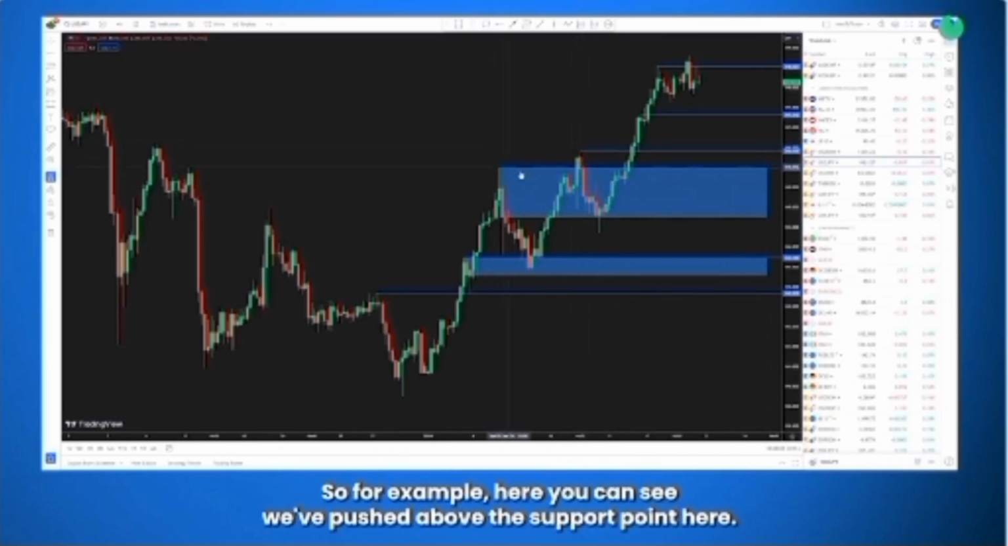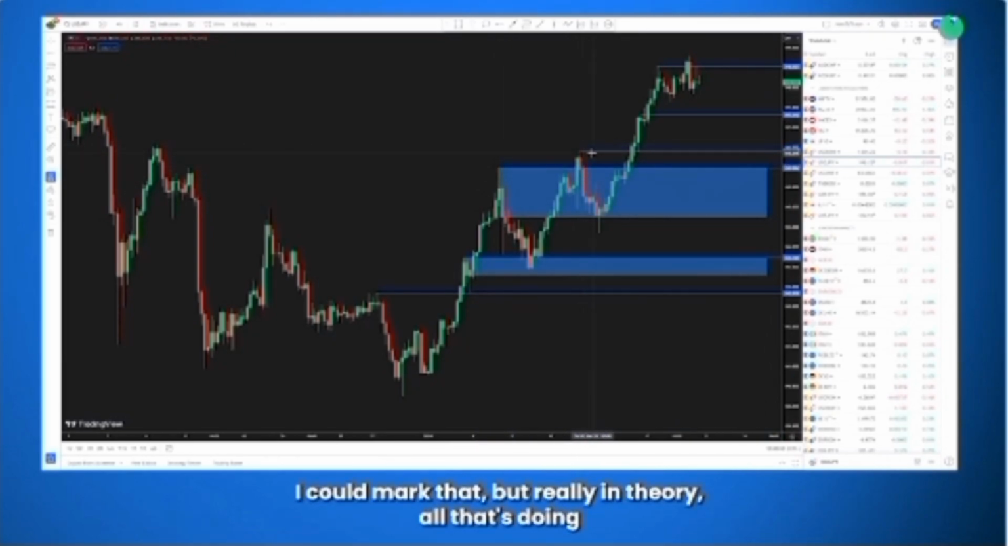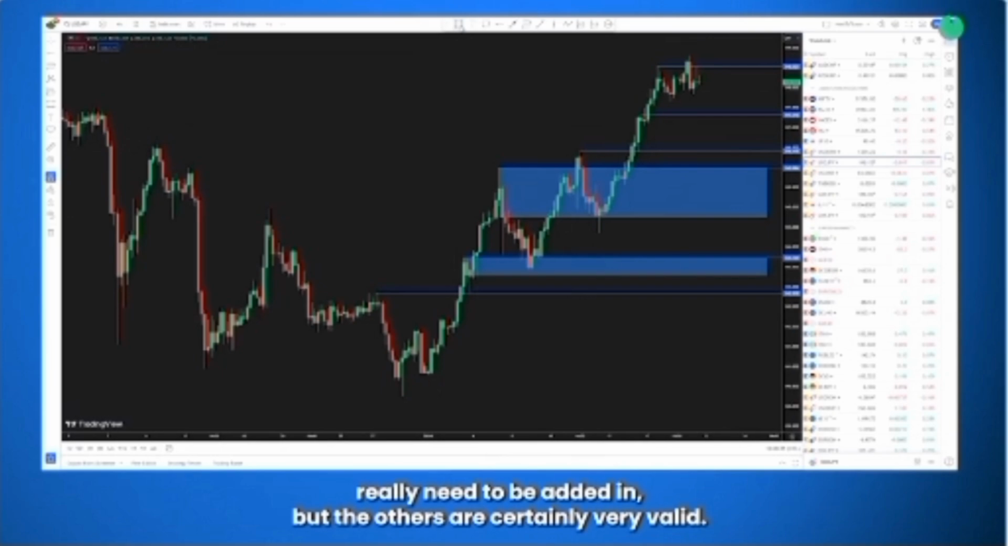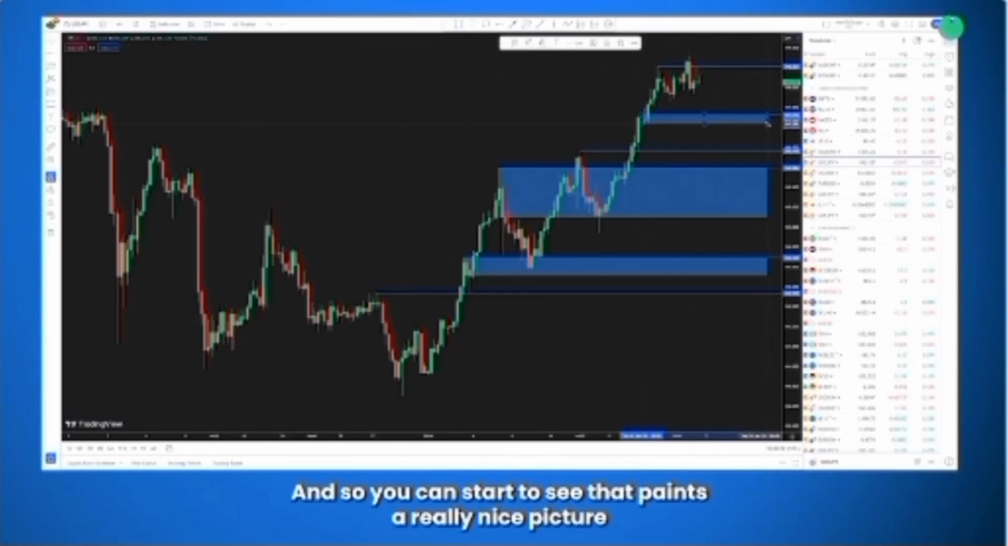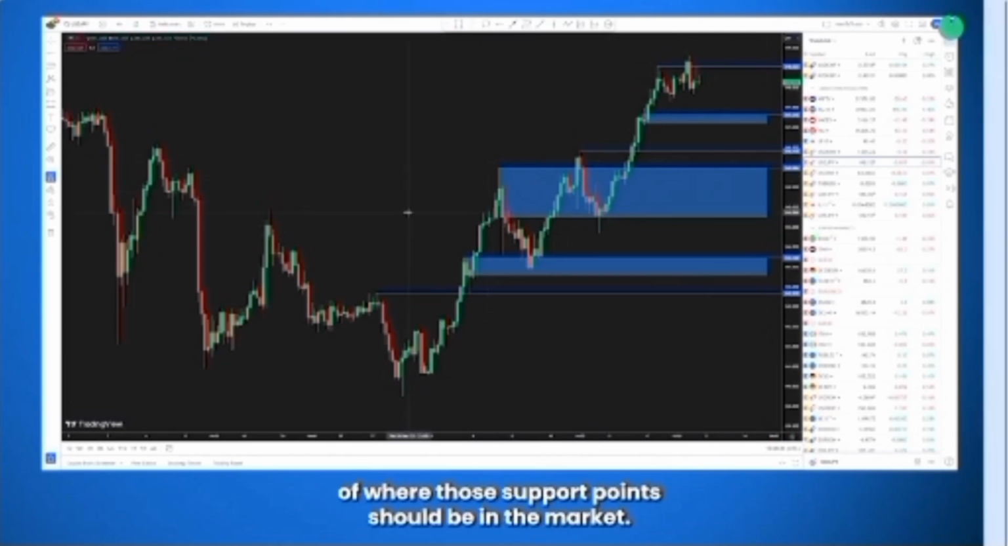So for example, here you can see we've pushed above the support point here. I could mark that, but really in theory all that's doing is expanding our area of demand. So it could be argued that maybe that one doesn't really need to be added in, but the others are certainly very valid. And so you can start to see that paints a really nice picture of where those support points should be in the market.